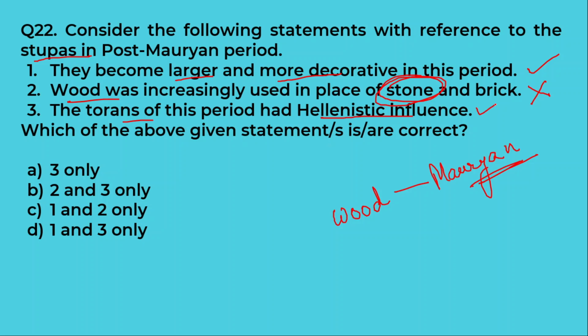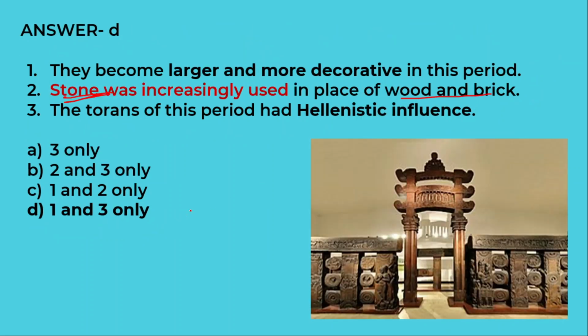Third statement is correct. The torans of this period had Hellenistic influence. So 1 and 3 only, D option is the correct answer.